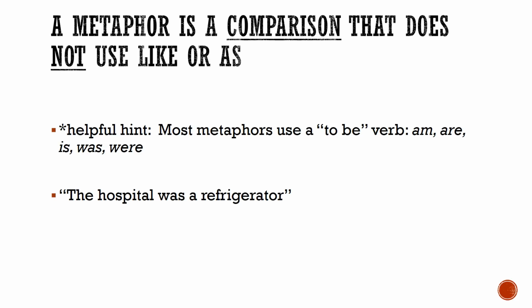Now here's a little helpful hint for you. Most or many metaphors use a to be verb. Now the to be verbs include am, are, is, was, and were. So sometimes you will see a verb like that instead of the word like or as, and that indicates that you're seeing a metaphor and not a simile. It's still a comparison, but it does not use the words like or as to compare.